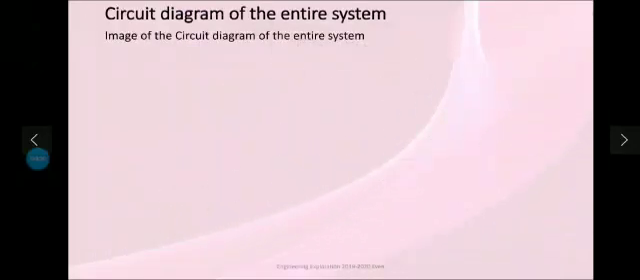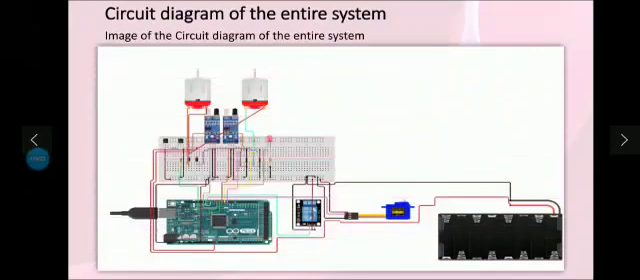Circuit diagram of the entire system. This is the circuit diagram of the entire system where there are two DC motors for mobility, one IR sensor for obstacle detection and the other IR sensor for seed level detection, and a servo motor to rotate the rotating disc, and there is a battery which is used for the motion.